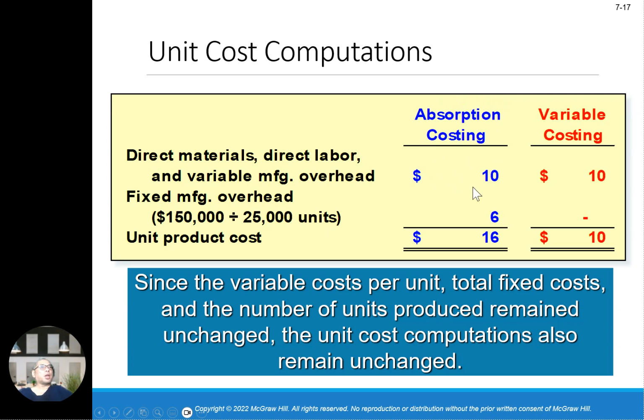Using absorption costing, you're going to add $6 here, you get 16 here, variable only $10. Since the fixed cost per unit, total fixed cost and the number of units produced remain unchanged, the unit cost computed also remains unchanged.